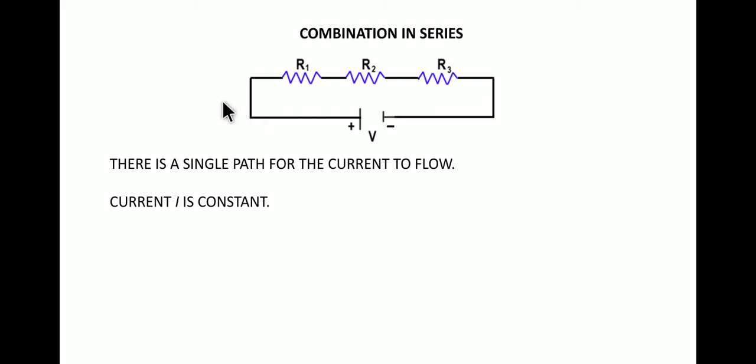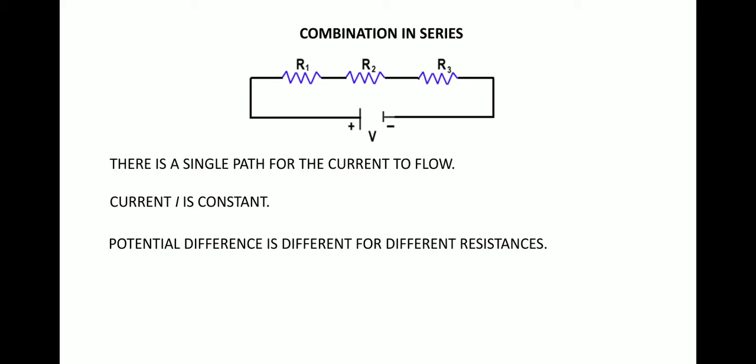Since the current is fixed and has only one path to travel through, here we can see that R1 has two terminals, at this point and at this point. If we take the potential difference across R1, it will be different. The potential difference for R2 in the similar way will be different, and for R3 will also be different. That means the potential difference for every resistance R1, R2 and R3 will be different.